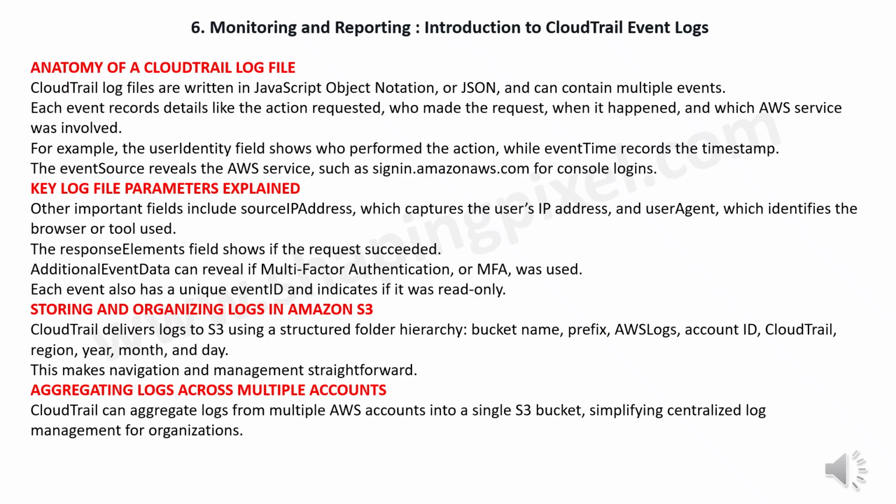The response elements field shows if the request succeeded. Additional event data can reveal if multi-factor authentication, or MFA, was used. Each event also has a unique event ID and indicates if it was read-only. CloudTrail delivers logs to S3 using a structured folder hierarchy: bucket name, prefix, AWS logs, account ID, CloudTrail, region, year, month, and day. This makes navigation and management straightforward. CloudTrail can aggregate logs from multiple AWS accounts into a single S3 bucket, simplifying centralized log management for organizations.